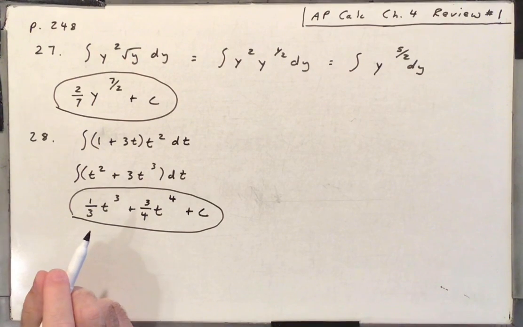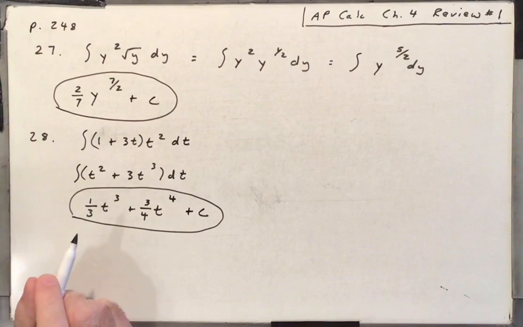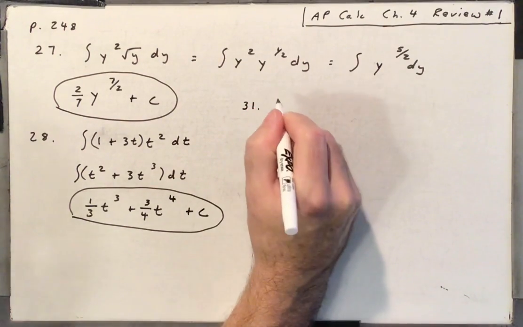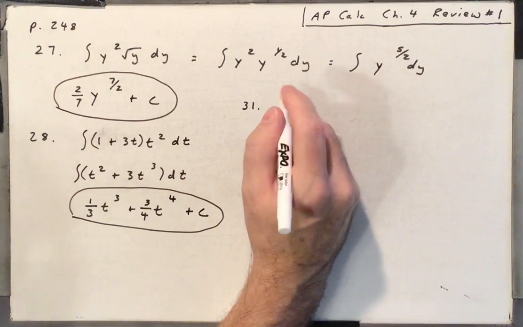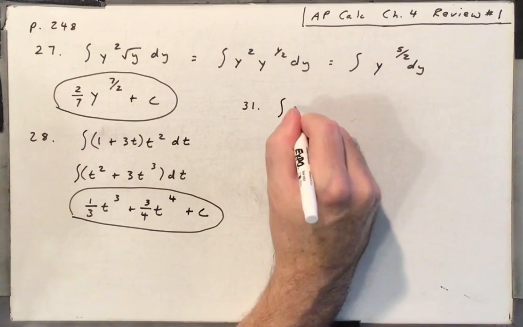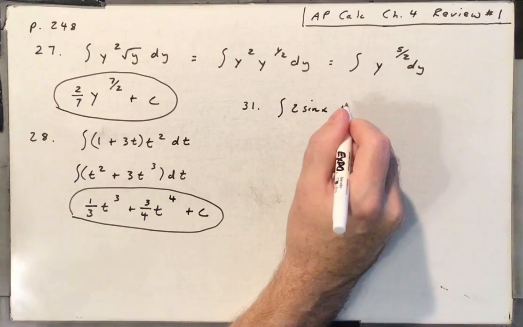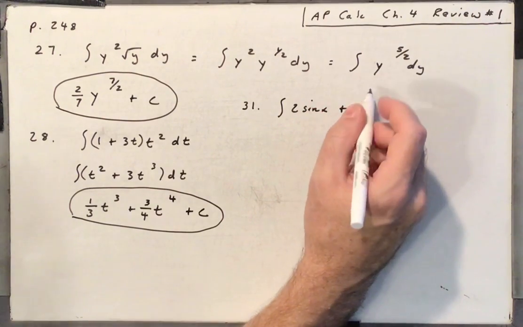All right, that's 28. Let's take a look at 31. See if I can fit that in right there. All right, 31, 2 sine x plus 3 cosine x.